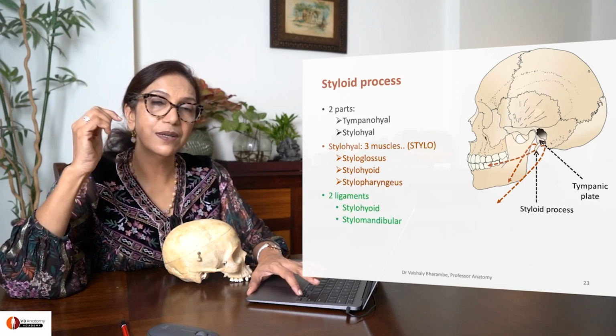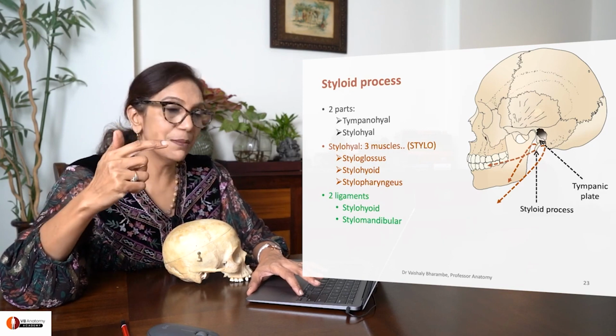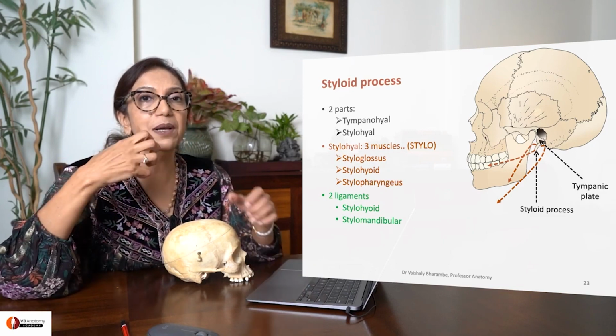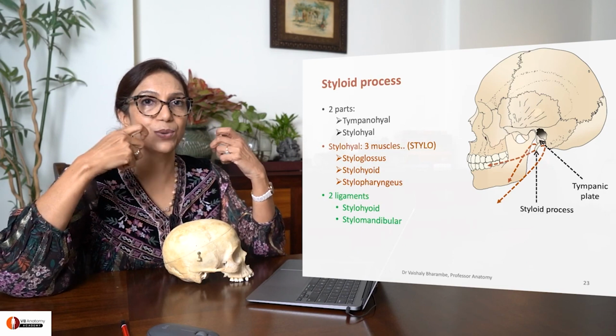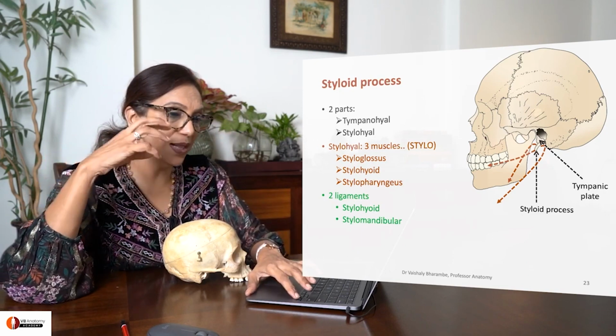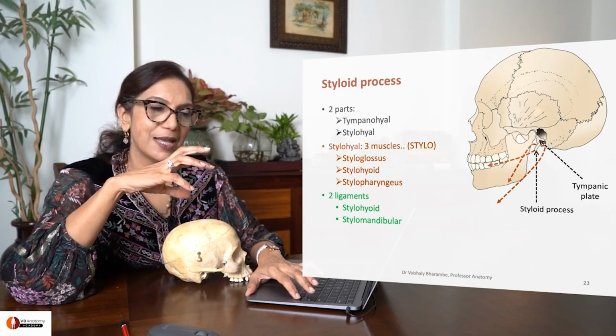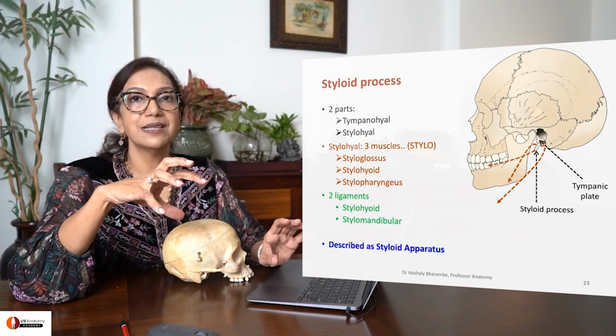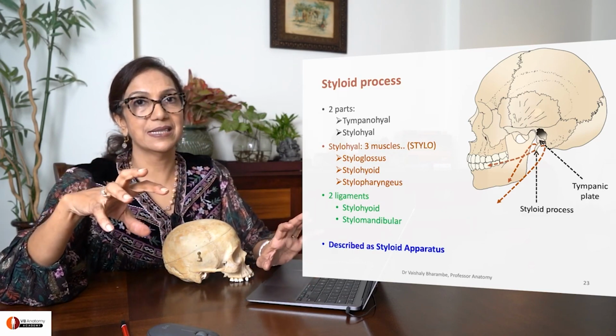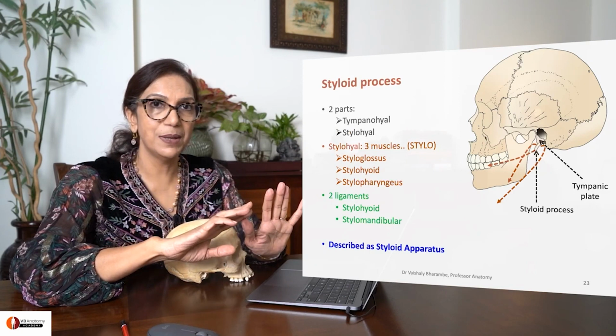One is the hyoid, stylohyoid. Second is the mandible, stylomandibular. Two ligaments that hold these bony parts together. Okay. So all these, because there are so many muscles attached, are called the styloid apparatus. So three muscles, two ligaments.